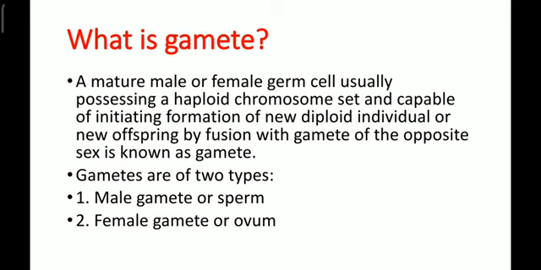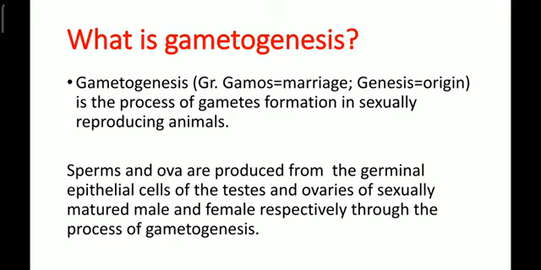Gametes are mainly of two types: the male gamete, known as sperm, and the female gamete, known as ovum. Now let's discuss what gametogenesis is. The term gametogenesis is derived from the Greek word gamos, which means marriage, and genesis, which means origin. So gametogenesis is the process of gamete formation in sexually reproducing animals. Sperms and ova are produced from the germinal epithelium cells of the testes and ovaries of sexually matured males and females respectively through the process of gametogenesis.